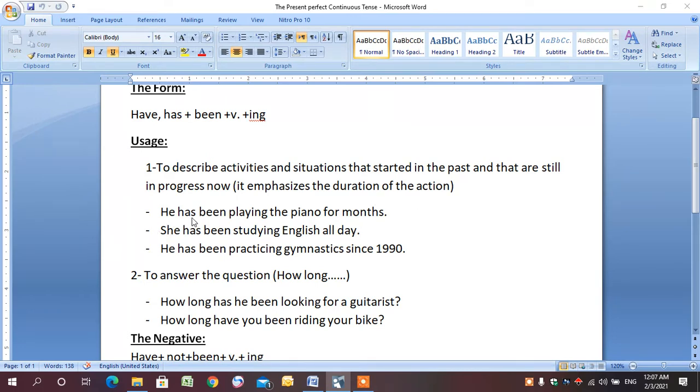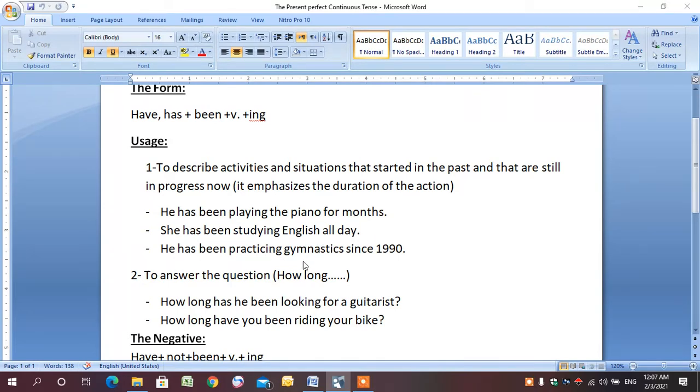For example, he has been playing the piano for months. So, of course, how long has he been playing the piano? For months. So here we are focusing on the duration of the action. She has been studying English all day. So she has taken all day in order to study English. So here I am focusing on the action, the duration of the action. So she has been studying English all day long.